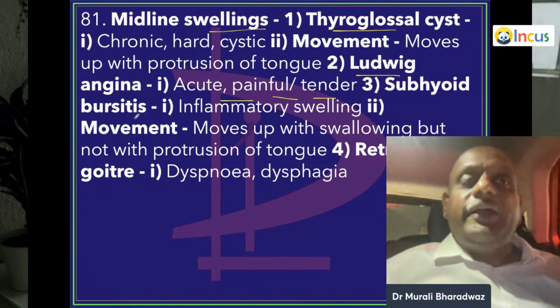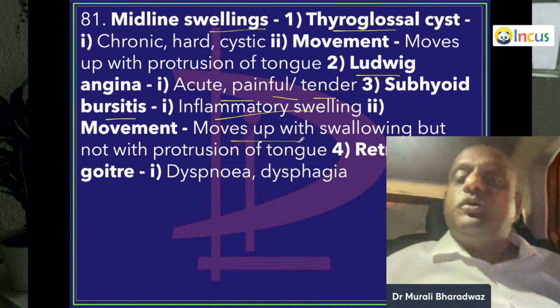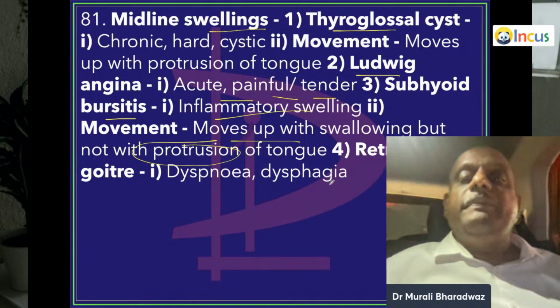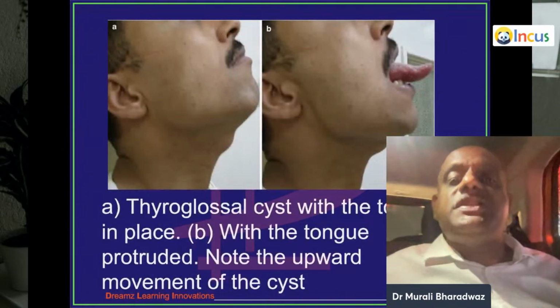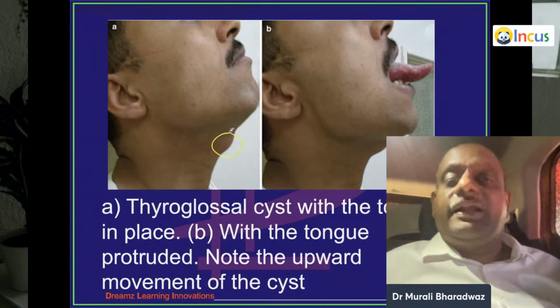Then subhyoid bursitis, it is also an inflammatory swelling. It moves up with swelling but not with protrusion of the tongue. Similarly, retrosternal goiter presents with dyspnea and dysphagia. So this is an example, this is here and it moved up.